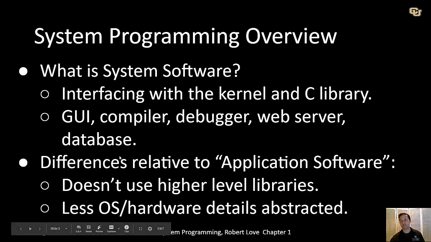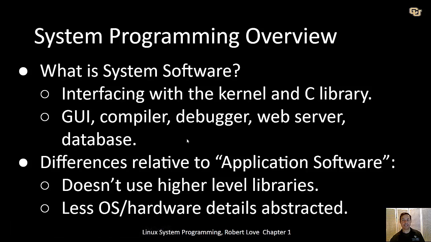So what is system software? The book defines this as interfacing between the kernel and the C library. Common examples of system programming that you could find could be a GUI, a compiler, debugger, web server, or database. Really, there's a variety of software that could be considered system software.